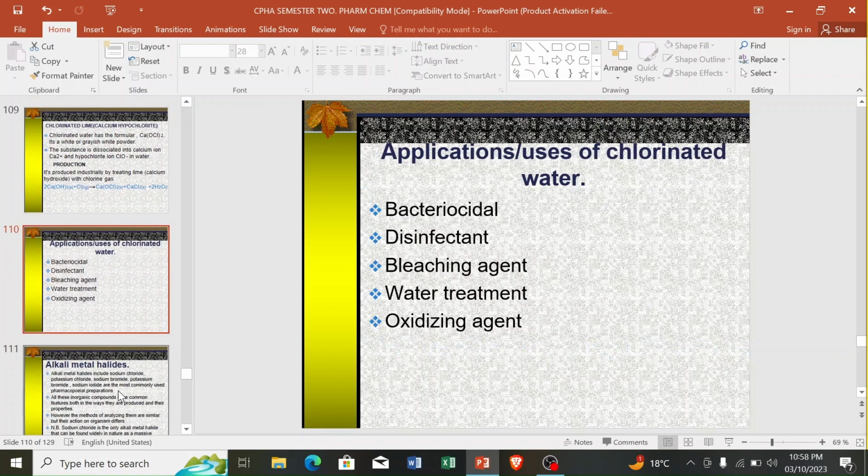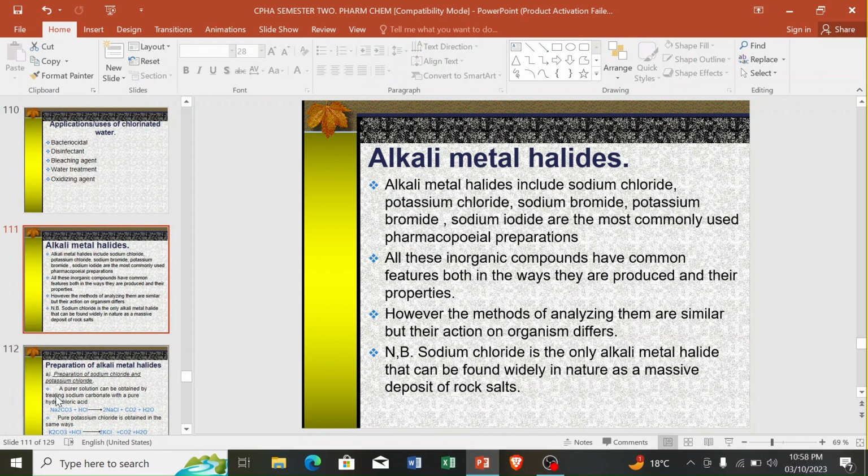Okay, so after that we need to find out the uses of our chlorinated lime. Chlorinated lime, you can say, is a bactericide, meaning it kills bacteria. It is a disinfectant, and it is used as a bleaching agent. We can also use it for water treatment. It's actually what we add in water, and then we smell the chlorine. Water treatment, and then oxidizing agent. So those are the uses. That is all about chlorinated lime. Nothing much or exaggerated has to be known about it.